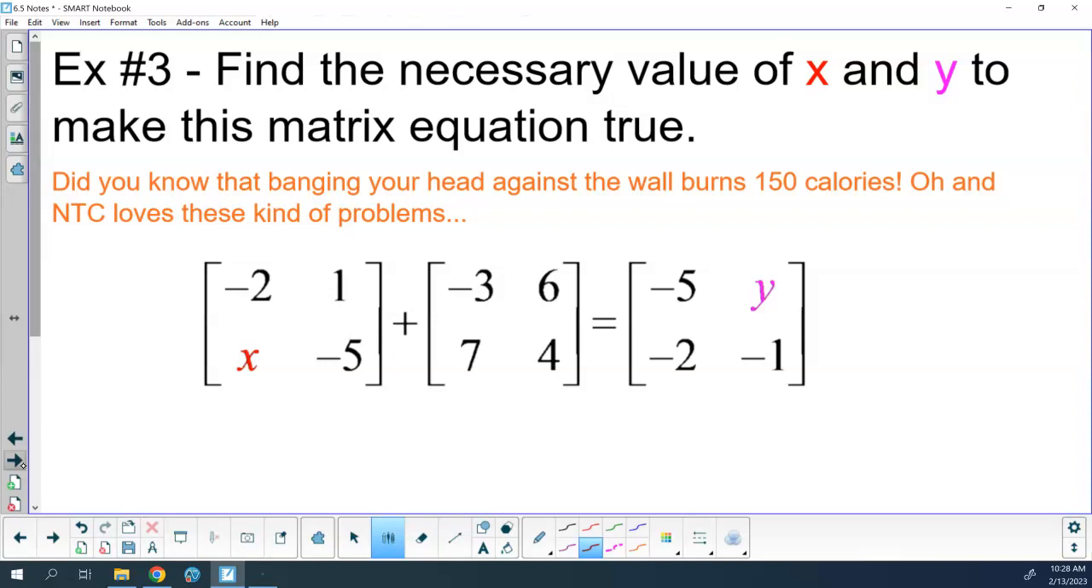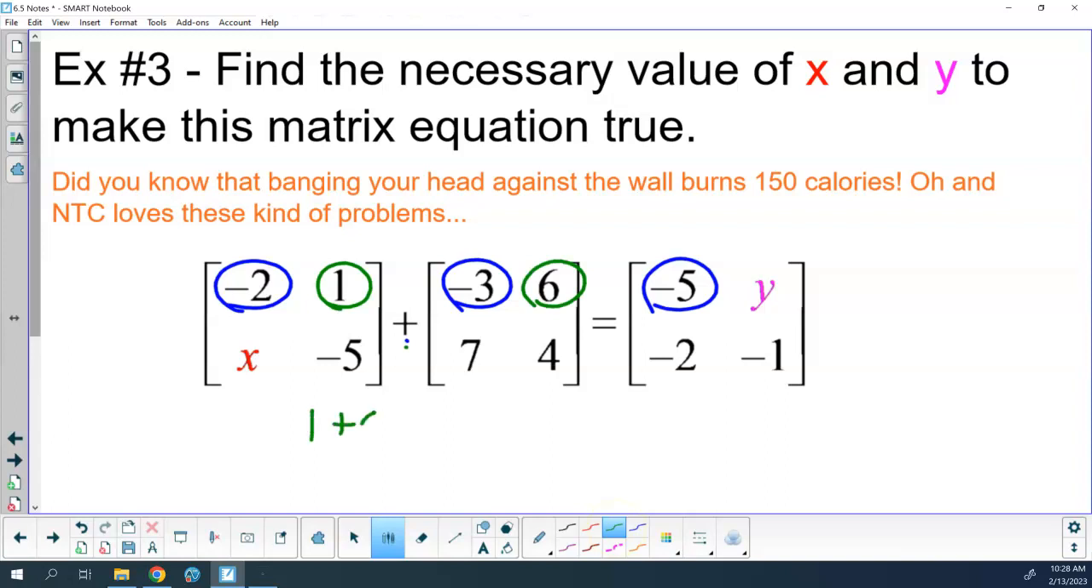So it's saying here that -2 plus -3 is -5. Is that true? Yeah, -2 plus -3 is -5. Then it's saying 1 plus 6 is y. So what's y? 7.